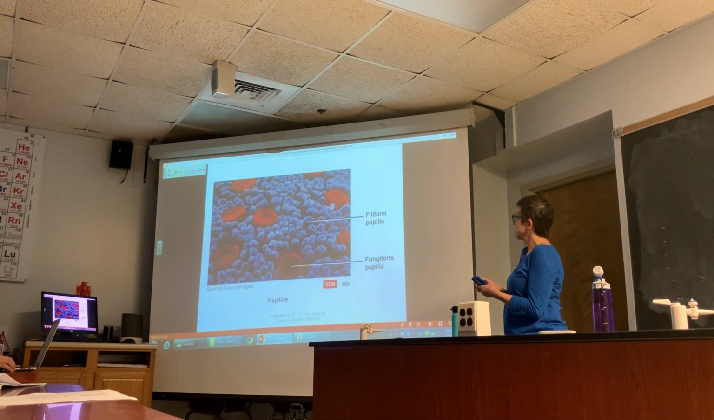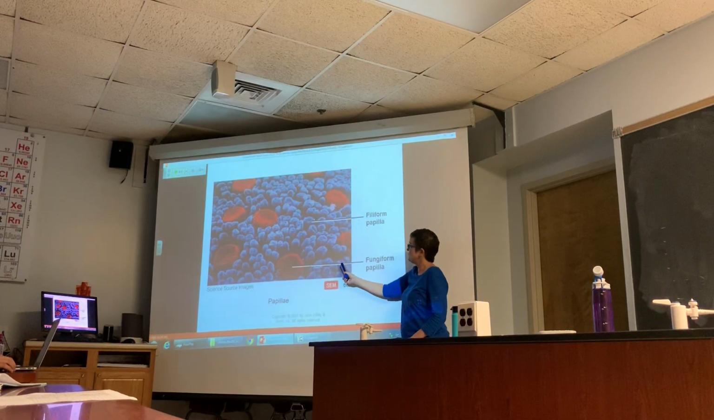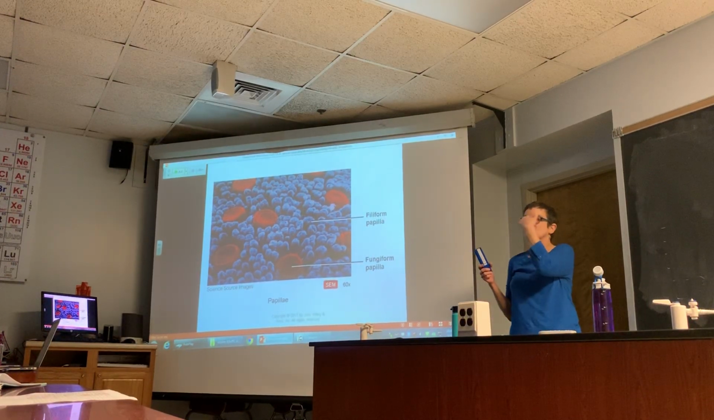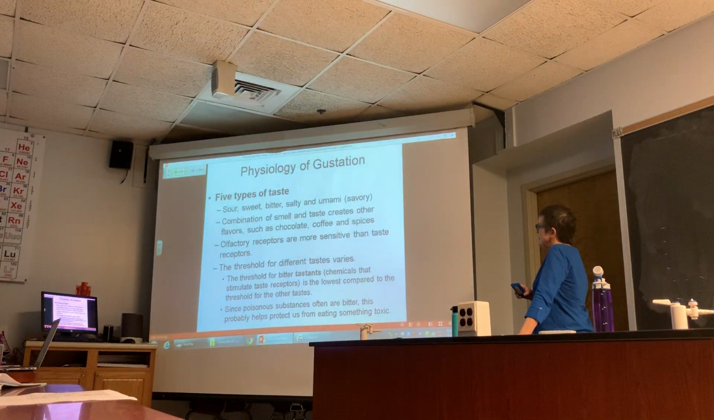And then here's an electron microscope image, 60 times magnification of the surface of the tongue. You can see the blue ones are filiform, they're more narrow, and then the big red ones are fungiform. These are scattered all over the tongue surface, whereas the vallate ones are in the back toward the throat. Any questions about that so far?